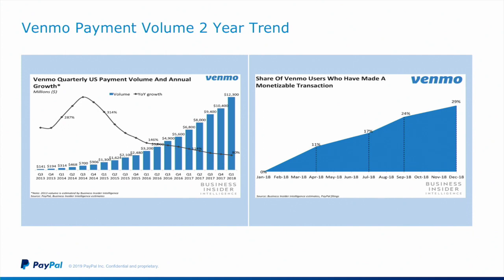So if you look at the volume growth, this shows some historical data about the payment volume made on the platform. On the left side, the quarter by quarter growth is showing an exponential growth. Even so, at the end of Q1 2018, it's already contributing more than $12 billion to the overall processed volume. And on the right side, it shows the share of Venmo users who make a monetizable transaction is also growing rapidly.